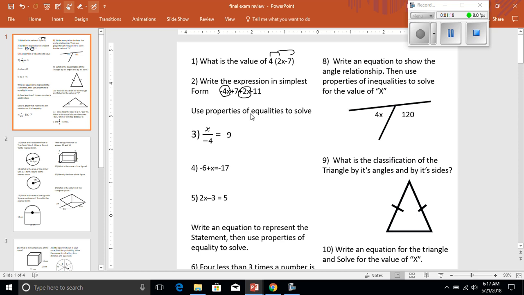Number 3 says use the properties of equality to solve. We have to remember with these, whatever they're having us do, we're going to do the opposite to solve. So here we remember that every fraction is a division problem. So the opposite of division will be multiplication. On number 4, we're adding. So we will have to subtract a number to get our answer.